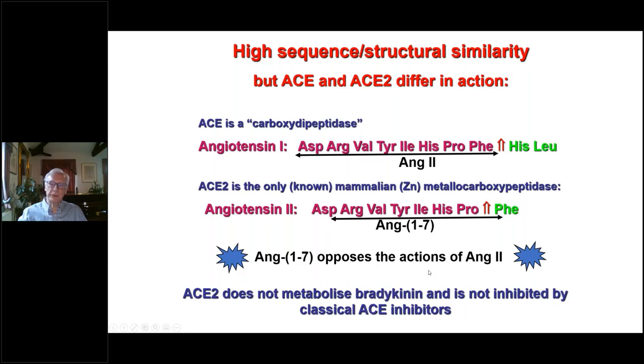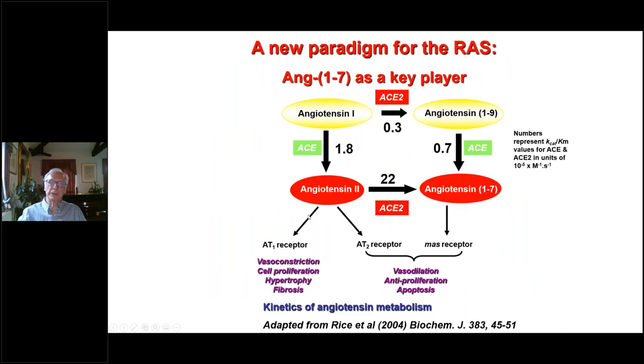In addition, other differences were picked up. Firstly, ACE2 doesn't metabolize bradykinin, nor is it inhibited by classical ACE inhibitors. So this gave us a new paradigm really for the RAS, in which angiotensin 1-7 became a key player, although its actions were already known about, and it has its own independent receptor, the MAS receptor. The numbers in this diagram indicate the efficiency of hydrolysis of different peptides by these enzymes, the kcat over Km. So you can see that ACE2 is actually very efficient in converting Ang II to Ang 1-7.